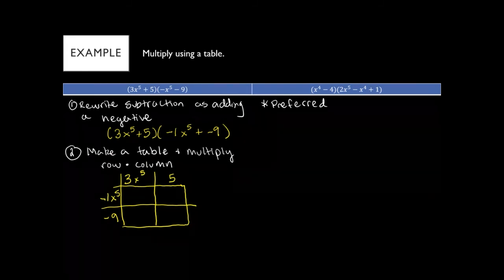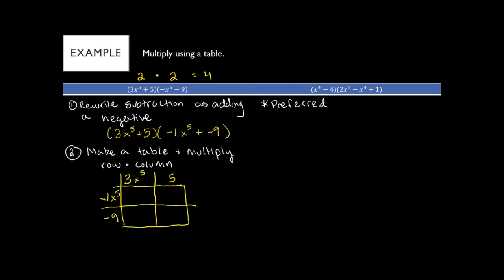I like this because you've got 2 things that you're multiplying by 2 things, and so you should get 4 things after you multiply those together. This helps you keep track to make sure you haven't forgotten anything.